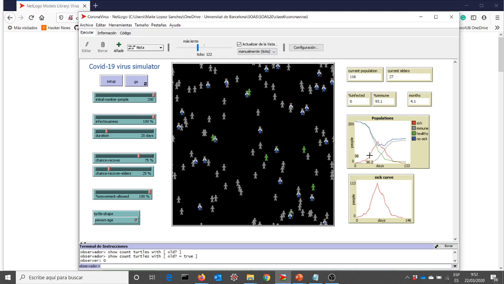But after some days, initially after more than 20 days, some start recovering and they get immune. So that's the gray line here. Okay, so at the end we have most of the people immune and no sick people. And here we just have the sick curve isolated, so you can see it easily.